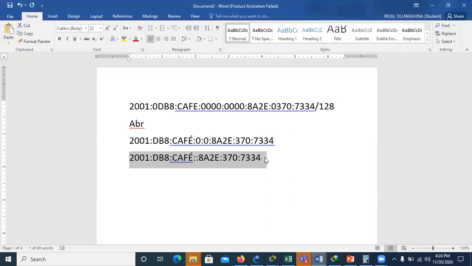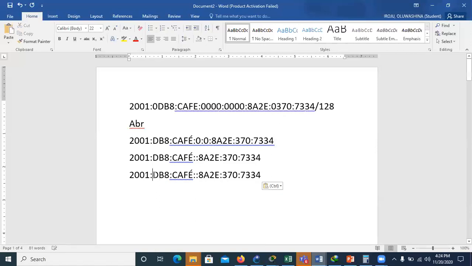Control C, Control V. Now, is this up to 16 bits? DB8 is 12 bits. You need to add 4 bits. Just put zeros. Okay, 16 bits. Every time you see the double colon, it's telling you that there's a series of zeros which have been abbreviated.